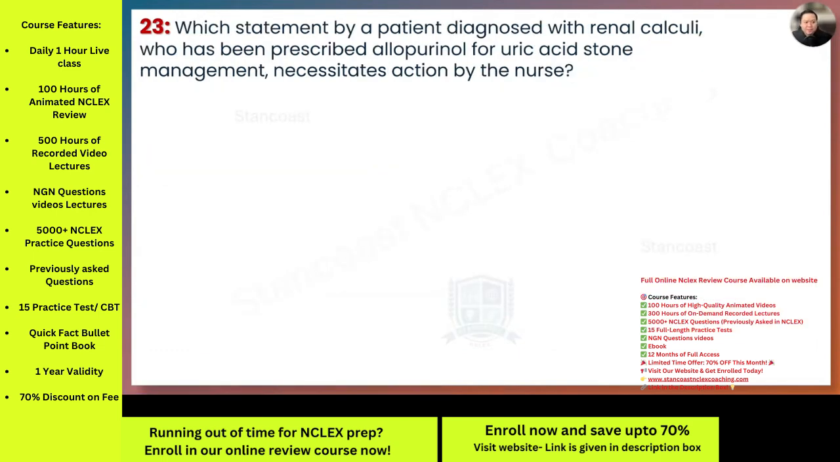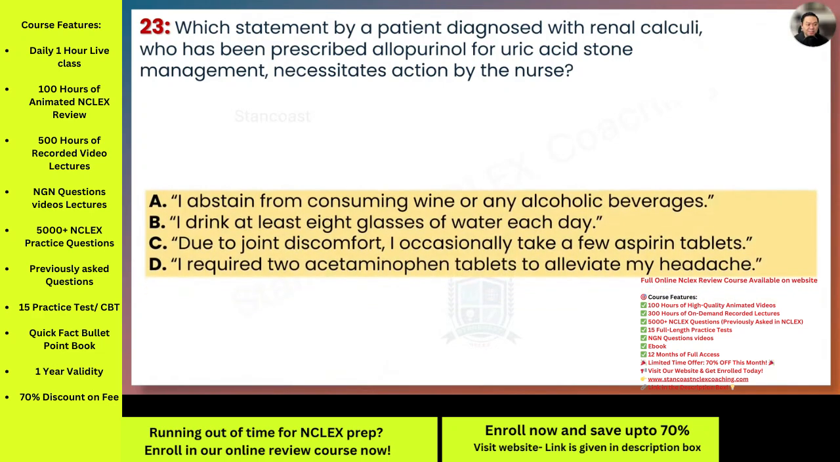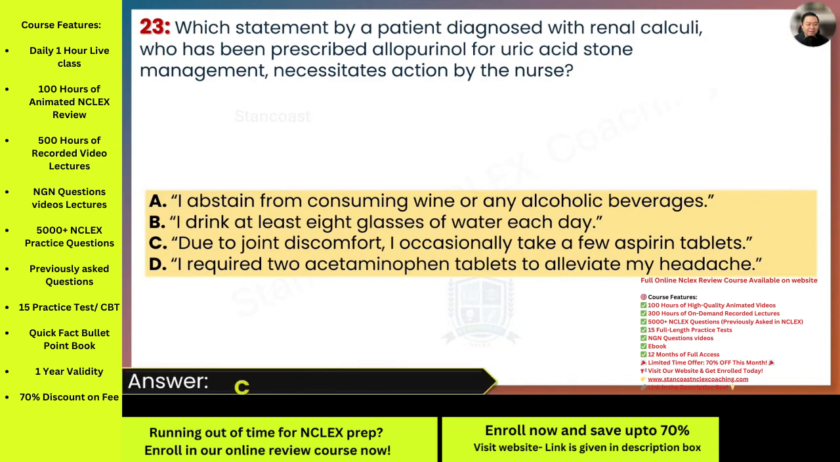23. Which statement by a patient diagnosed with renal calculi who has been prescribed allopurinol for uric acid stone management necessitates action by the nurse? Options: A, I abstain from consuming wine or any alcoholic beverages. B, I drink at least 8 glasses of water each day. C, due to joint discomfort, I occasionally take a few aspirin tablets. D, I require 2 acetaminophen tablets to alleviate my headache. The answer here is letter C.